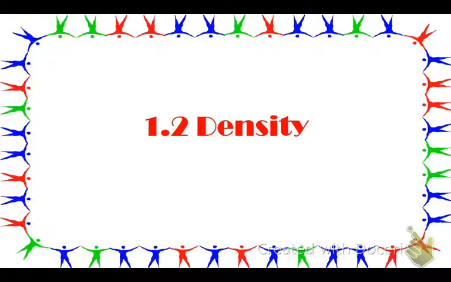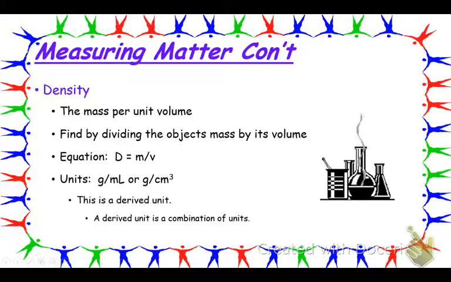Alright, we're going to talk about density. Density is the mass per unit volume, so basically it's how much mass you have in a given volume of a particular object.